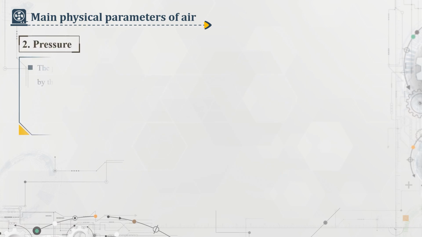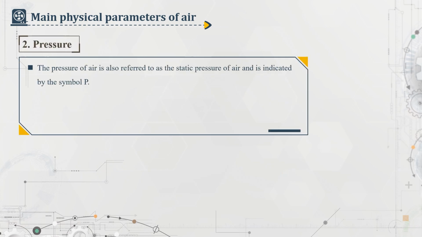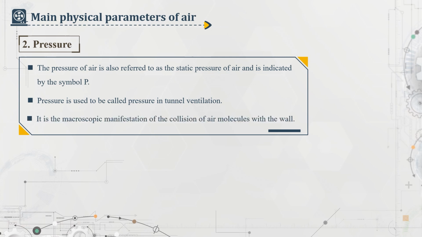The pressure of air is also referred to as the static pressure of air and is indicated by the symbol P. Pressure is used to be called pressure in tunnel ventilation. It is the microscopic manifestation of the collision of air molecules with the wall.